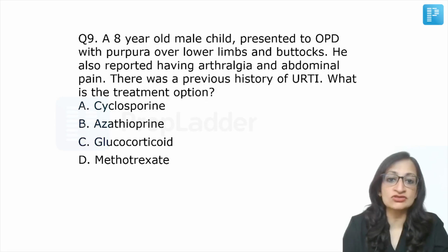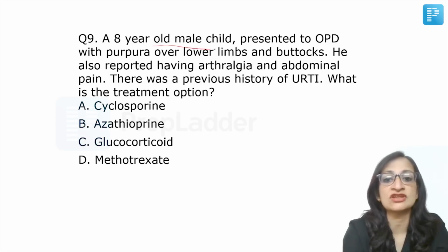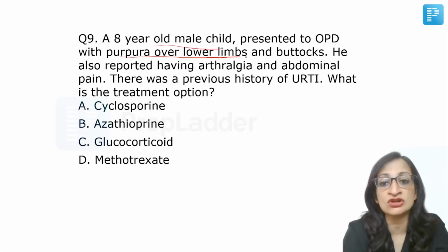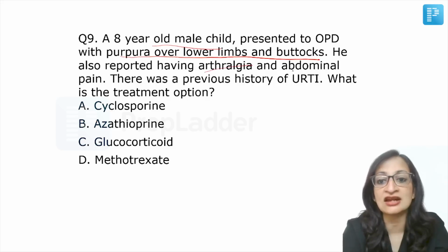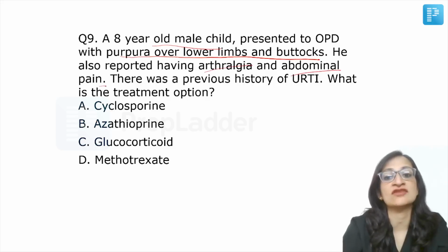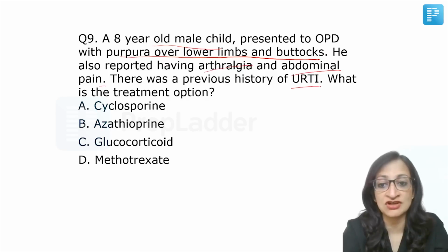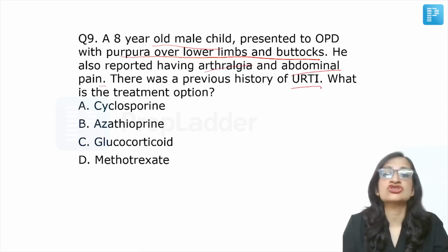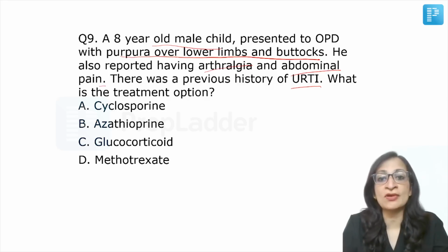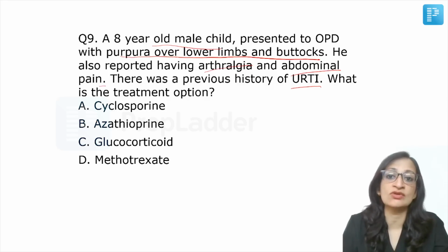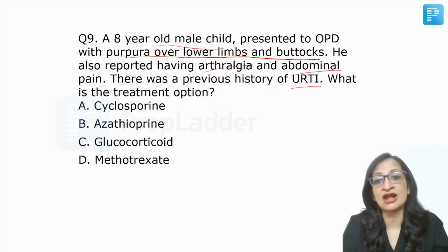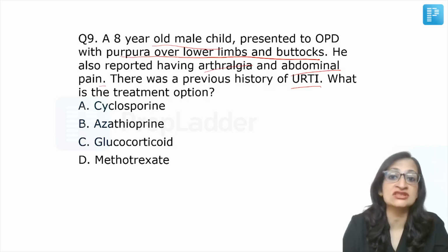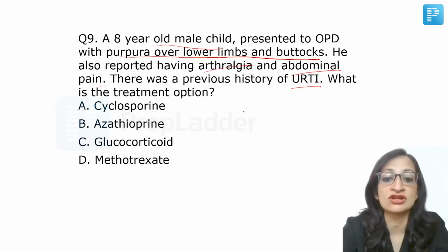Okay, moving on to the next question. An 8-year-old male presented to the OPD with purpura over the lower limbs and buttocks. He also reported having arthralgia, that means joint pains are there, and abdominal pain is also there. There was a previous history of upper respiratory tract infections. What's the treatment option? So friends, here the diagnosis. What do you think is the diagnosis? So purpura are there mainly on the lower limbs, also associated with joint pain and abdominal symptoms, and there's a prior history of upper respiratory tract infection. So this is a disorder that is Henoch-Schönlein purpura.